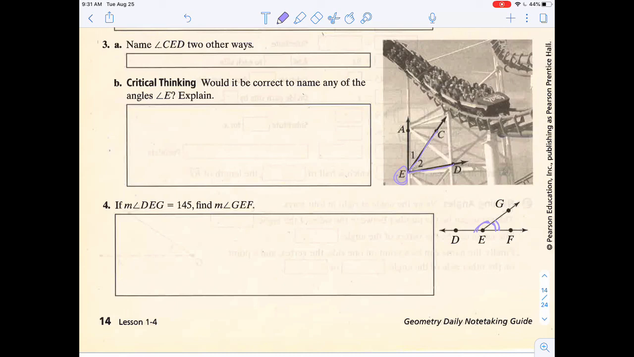Okay, go ahead, get those problems done. If you have questions, make sure you're asking me, and we should be good to go.